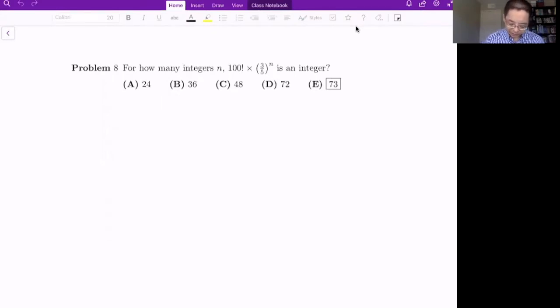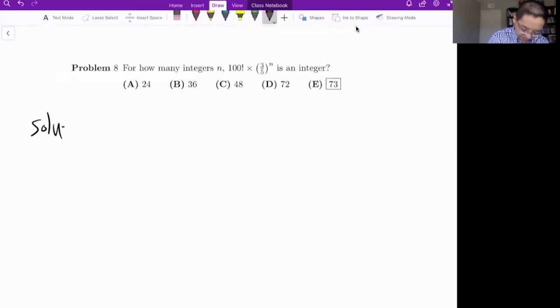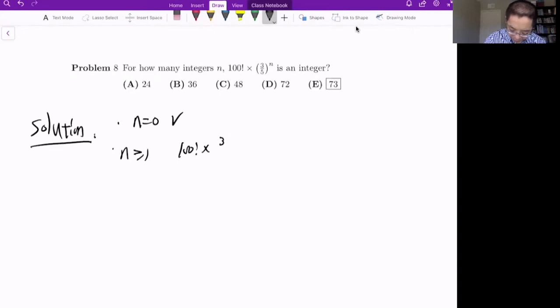All right, so let's look at different cases. The first one, n is 0, which is definitely fine. And then we look at the case when n is a positive integer. For this, we have 100 factorial times 3 to the n and 5 to the n, which is the same as 15 to the power n. So here we are basically looking for 5 to the n.